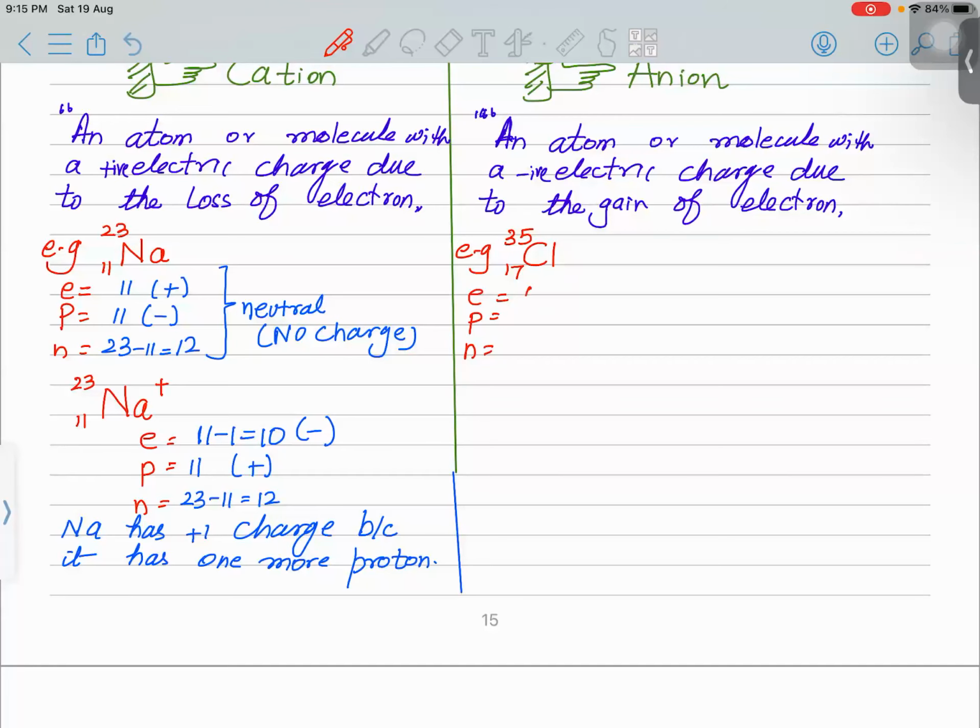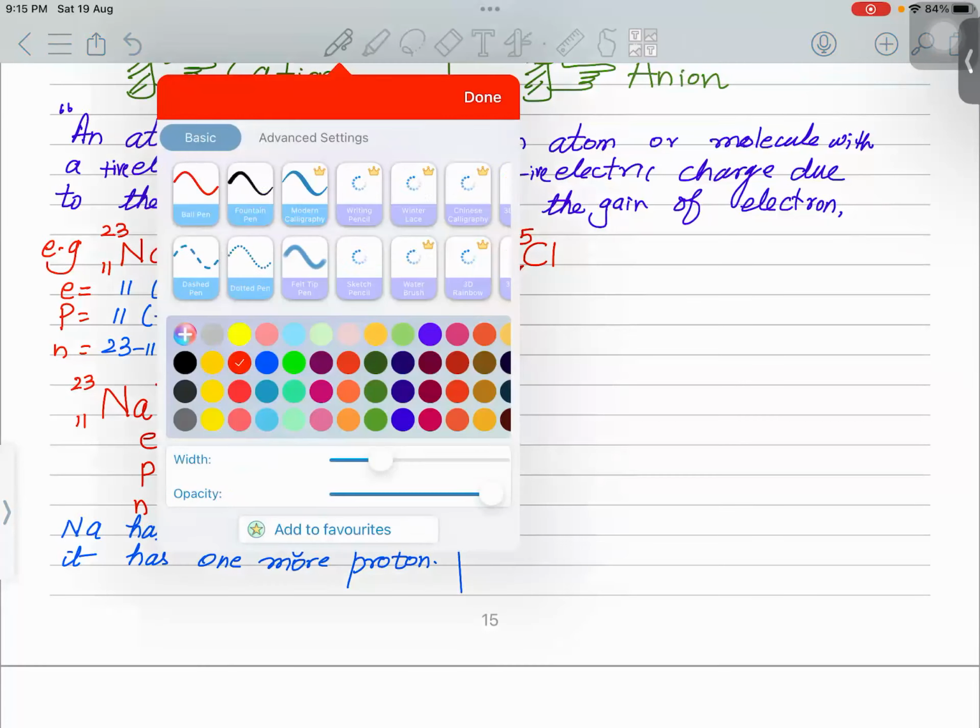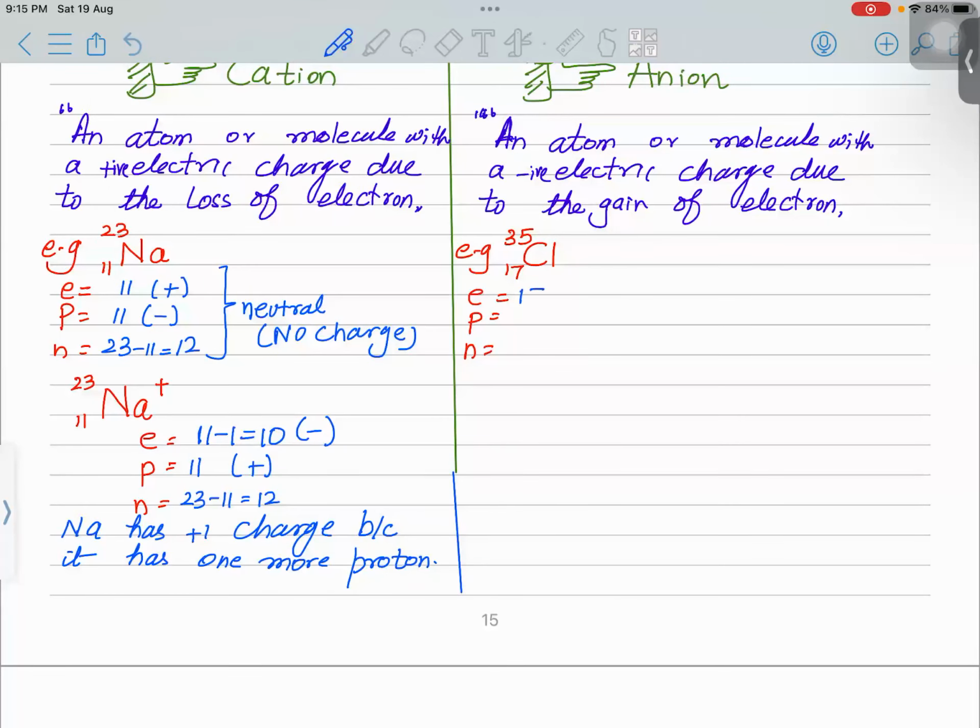Electrons 17, protons 17, and neutrons 18. Sorry, neutron 18. So both are equal? Yes, sir. So neutral, no charge. Why? Because electron is equal to proton.